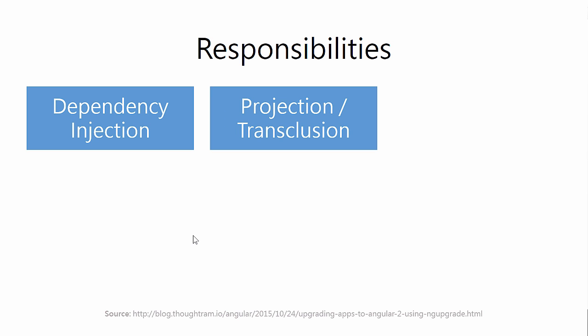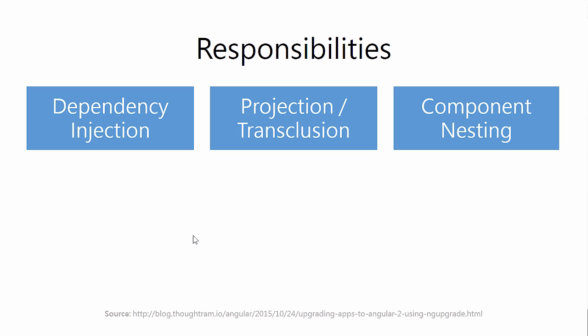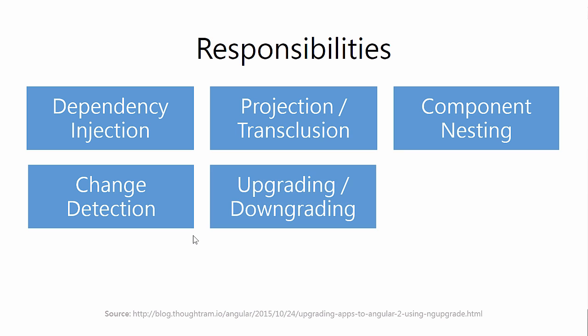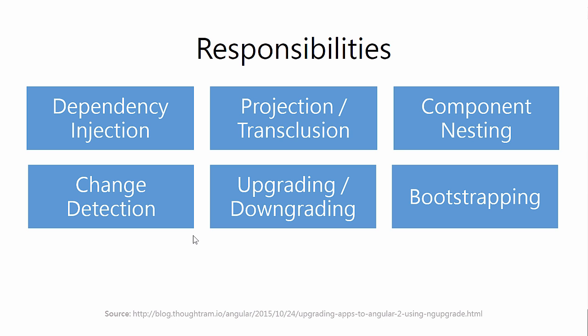It needs to be able to handle projection and transclusion because as you have content that shows up inside of different components that come from different places, it'll need to manage that and make sure that it knows how to keep track of what goes where. The upgrade adapter also needs to be able to handle component nesting. So if you have different components that are all in the same framework, that works great. You might also have a directive inside of another directive that come from two separate versions of Angular, and so it handles the back and forth for that as well. When we're dealing with change detection and data binding, it will handle all of that information, and then also has an API for upgrading and downgrading components, as well as bootstrapping the application.